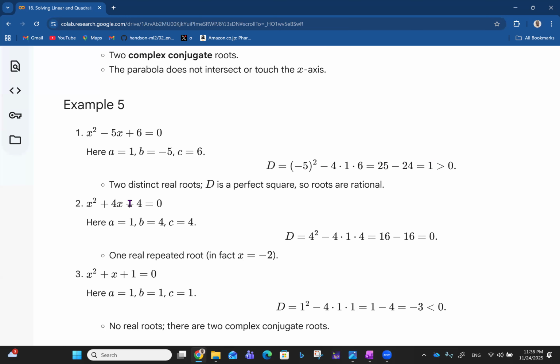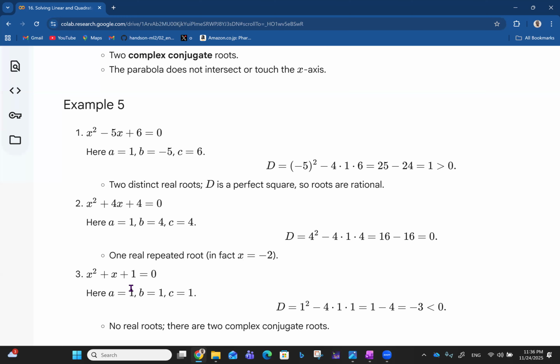Then you have x squared plus 4x plus 4 equals 0. Here a is 1, b is 4, c is 4. So b squared minus 4ac, for the discriminant, will be 16 minus 16, which is 0. So here you're going to have one real repeated root. In fact, x is just minus 2 doubled, so minus 2 with multiplicity 2.